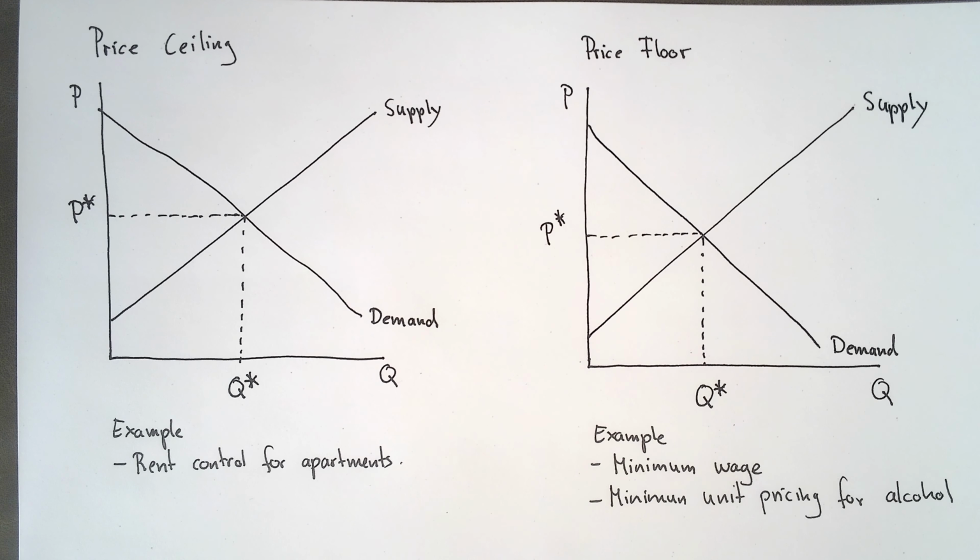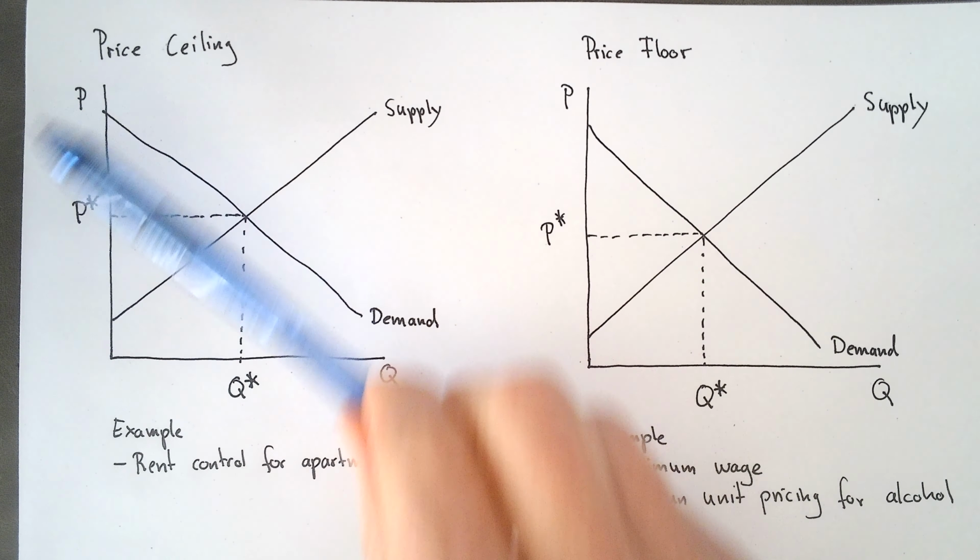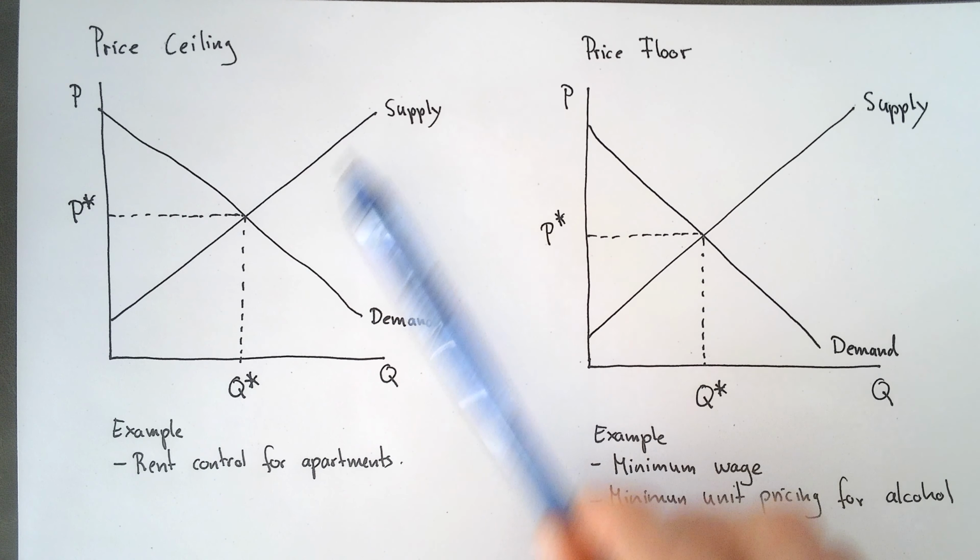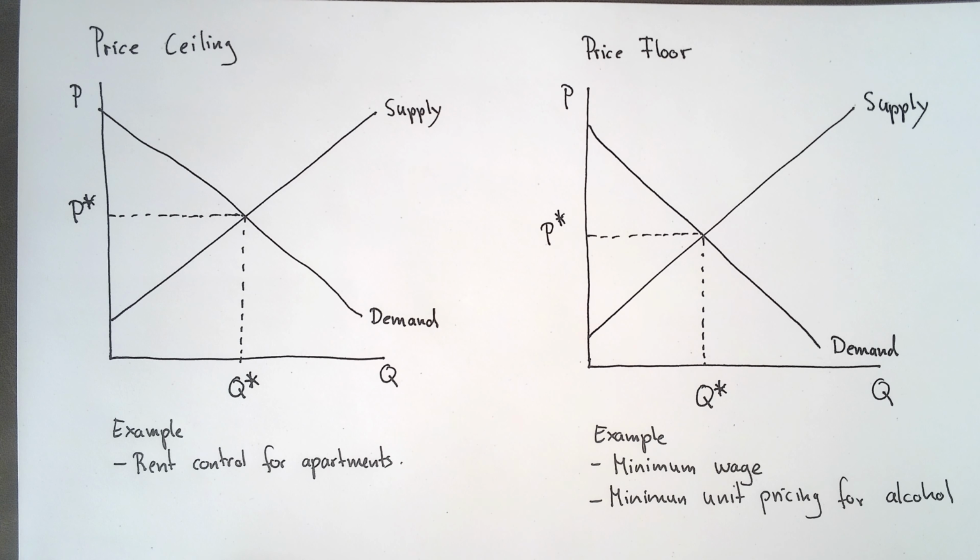Price ceilings and price floors are government-imposed limits that interfere with the natural equilibrium of supply and demand. Now, let us first have a look at price ceiling. In this case, you have the initial situation where you have the demand function and you also have a supply function, and this market is in equilibrium indicated by Q star and P star.